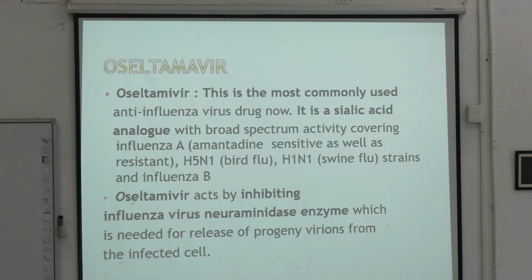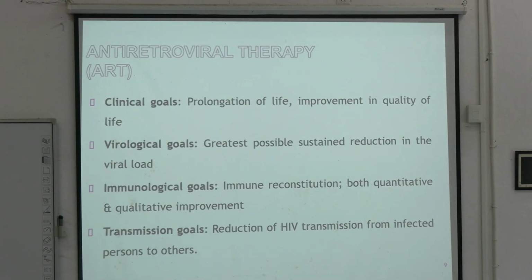It can also cover both amantadine-sensitive as well as amantadine-resistant patients. It is effective against H1N1, H5N1 and influenza B. They inhibit the influenza virus neuraminidase enzyme. So influenza is covered. Two drugs you should know: one is amantadine, the other is oseltamivir or zanamivir. The mechanism of action is the same.